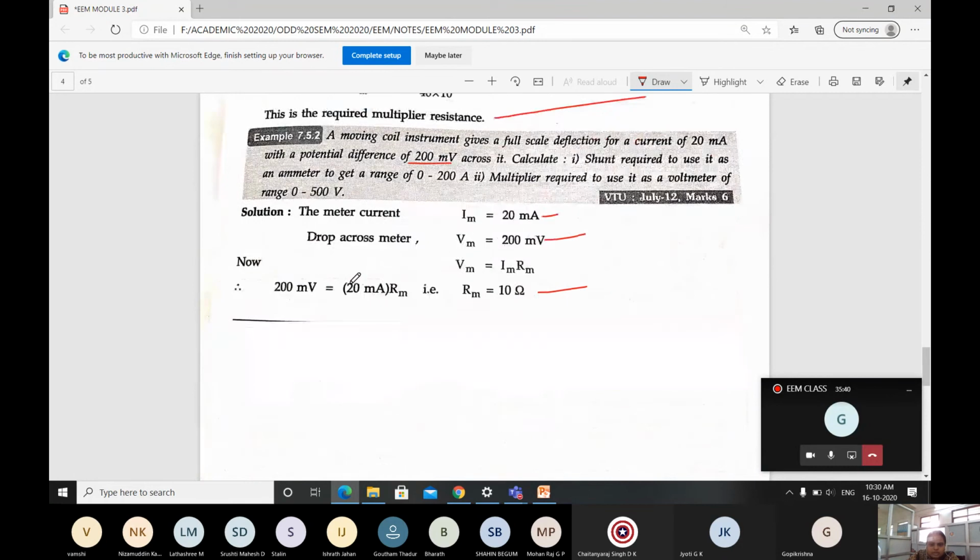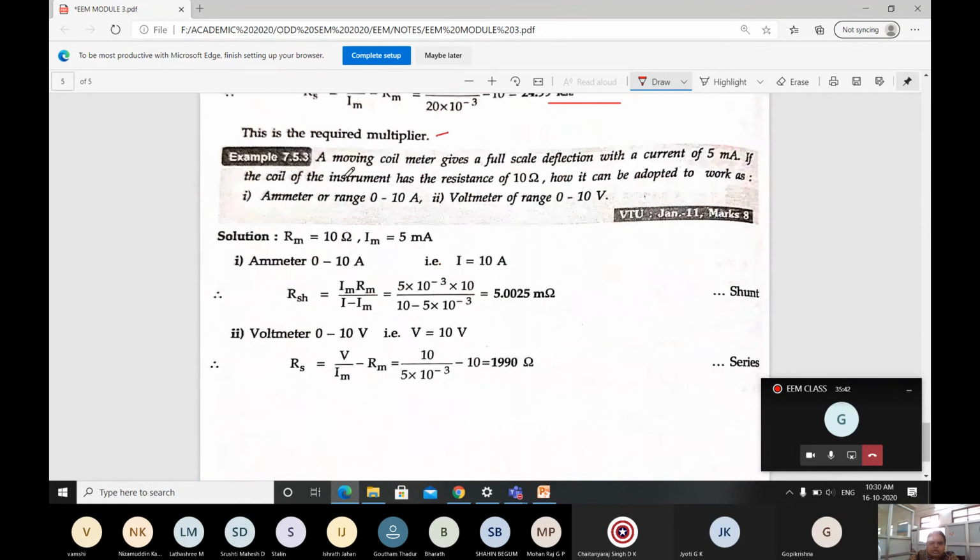Okay, the next problem is: a moving coil meter gives a full scale deflection with a current of 5 milliamps, and the coil of the instrument has a resistance of 10 ohm. How can it be adapted to work as an ammeter with range 0 to 10 amps and a voltmeter with range 0 to 10 volts? First, we will go with the ammeter. What are the given parameters? Rm is given as 10 ohms and Im is given as 5 milliamps.